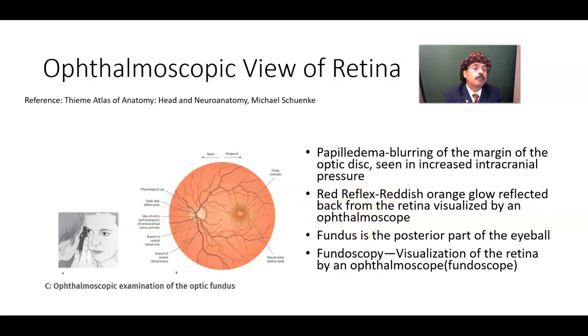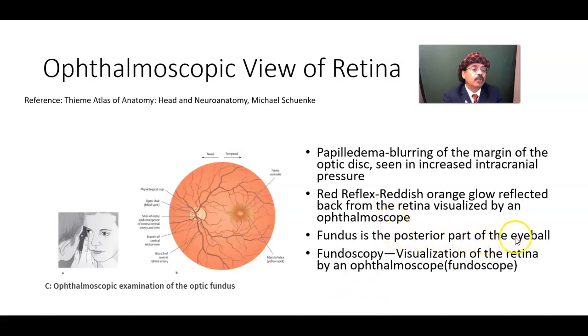Then we get a term called red reflex, a reddish orange glow reflected back from the retina. This glow, the reddish orange glow, is reflected back from the retina, visualized by an ophthalmoscope. When we put the ophthalmoscope, the light goes there and it gives this color, the reddish orange glow. This is called red reflex.